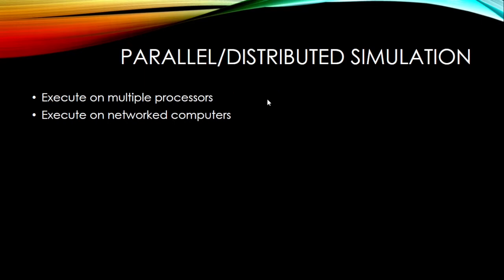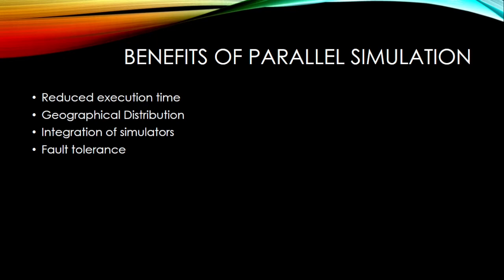Parallel and distributed simulation: these are simulations that execute on multiple computers or multiple processors and networked computers. The benefits of parallel and distributed simulation are reduced execution time because you have so many computers. Tasks of the simulation can be distributed to large numbers of processors and computers. Distributed simulation can be geographically distributed through networking means. Different types of simulators can be integrated. And of course, since you have so much computing power, it can be fault tolerant. If one fails, another can take over.